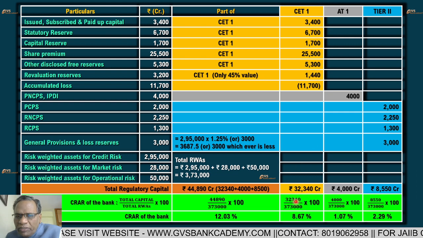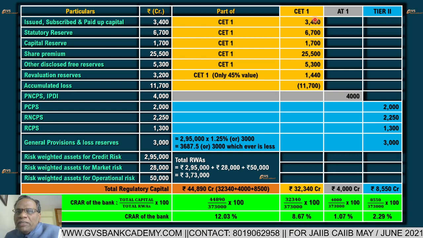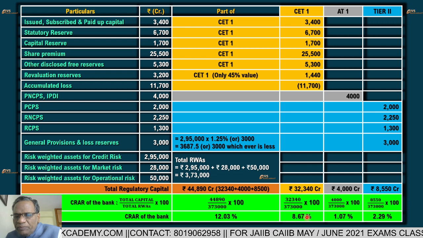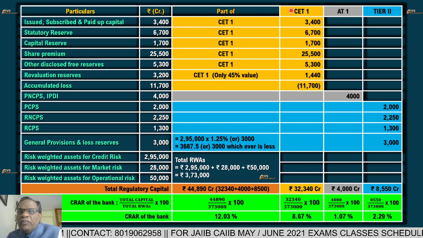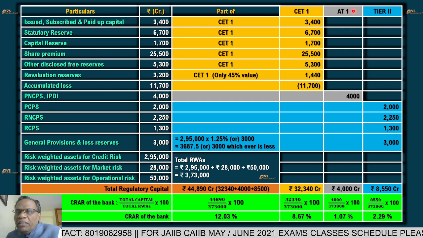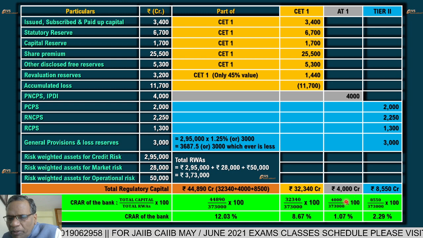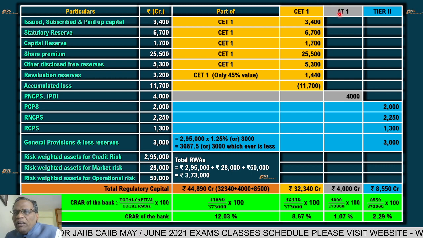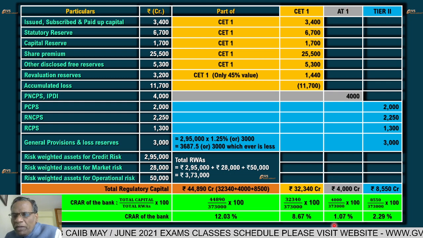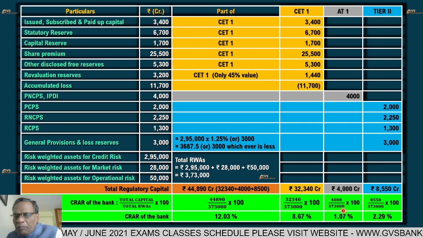Now, accordingly, we can also calculate CET1 to the risk-weighted assets. Common equity Tier 1 capital to the risk-weighted assets is 32,340 crores divided by 3,73,000 crores into 100, 8.67%. As per Basel III guidelines, minimum common equity Tier 1 capital requirement of the bank is 5.5% of risk-weighted assets. Against 5.5, the bank is maintaining 8.67, good. And additional Tier 1 capital is 4,000 crores divided by 3,73,000 crores into 100, 1.07%. As per Basel III compliance, banks are allowed to maintain this capital maximum 1.5% of risk weight. Against 1.5, the bank is at 1.07, good. This is also less than that.